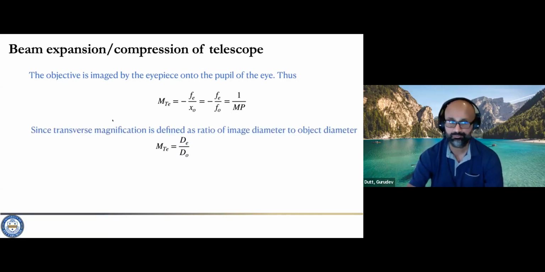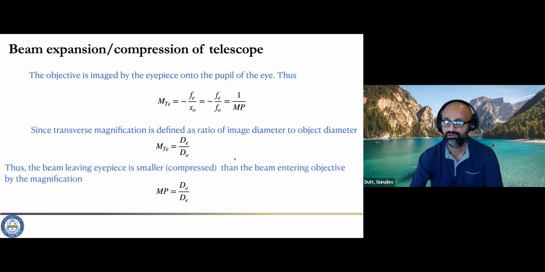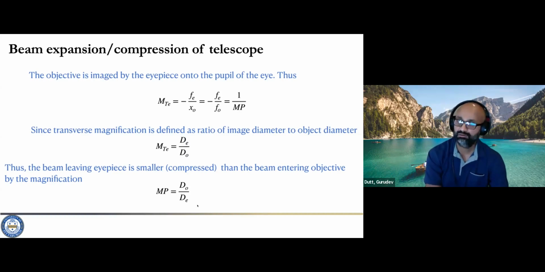And since the transverse magnification is defined as the ratio of the image diameter to the object diameter, that's what we call the transverse magnification. It's just the height of the image divided by the height of the object, or the image diameter divided by the object diameter. So we see that the transverse magnification for a beam leaving the eyepiece is smaller than for the beam entering the objective. So the magnifying power equals the beam diameter at the objective divided by the beam diameter at the eyepiece.